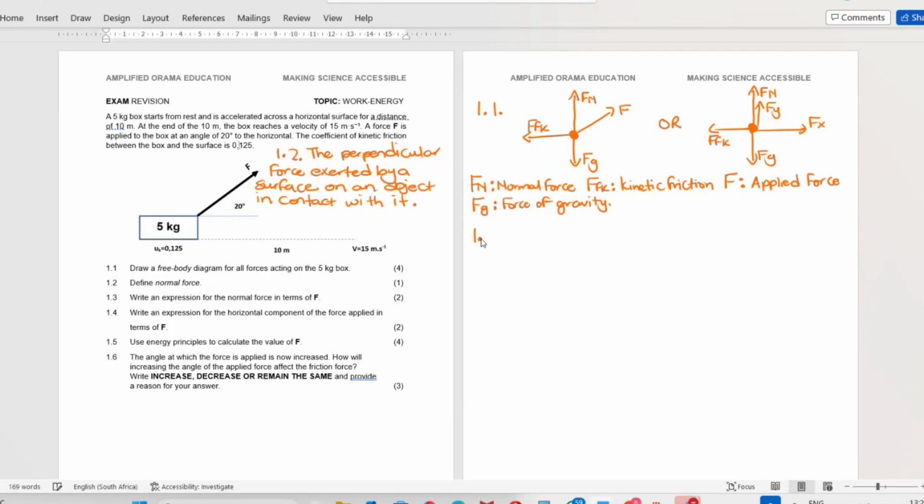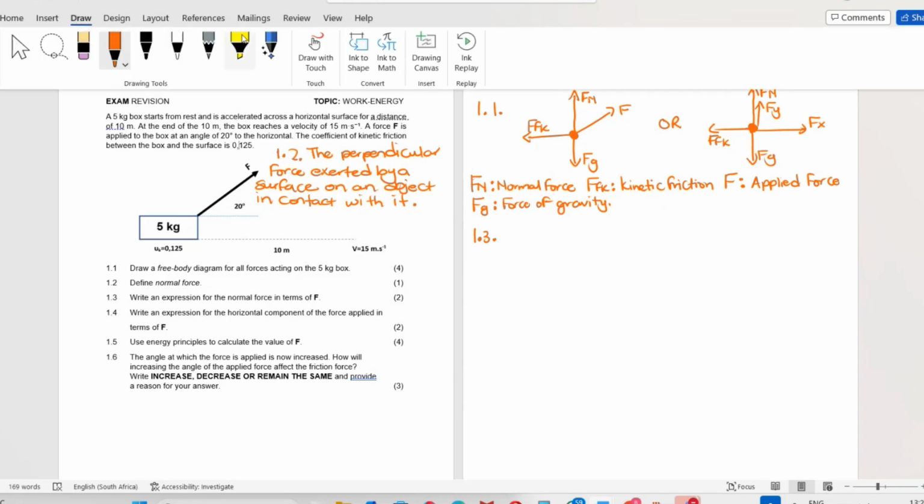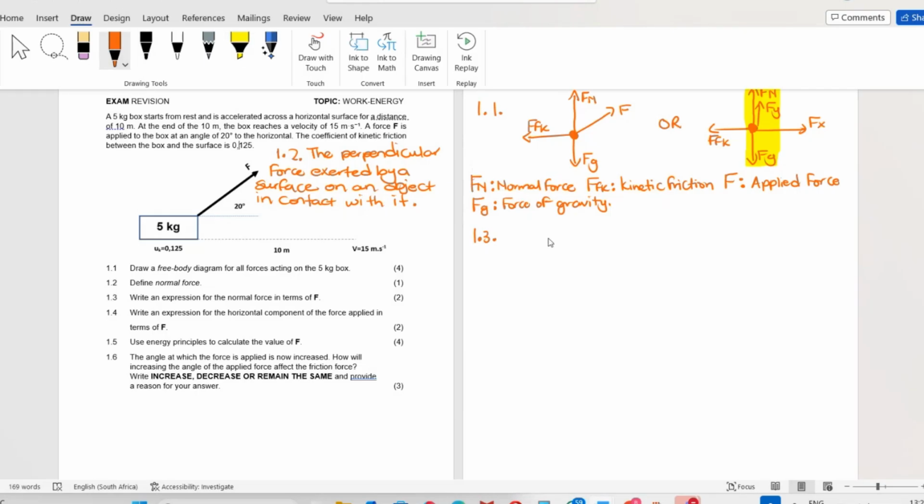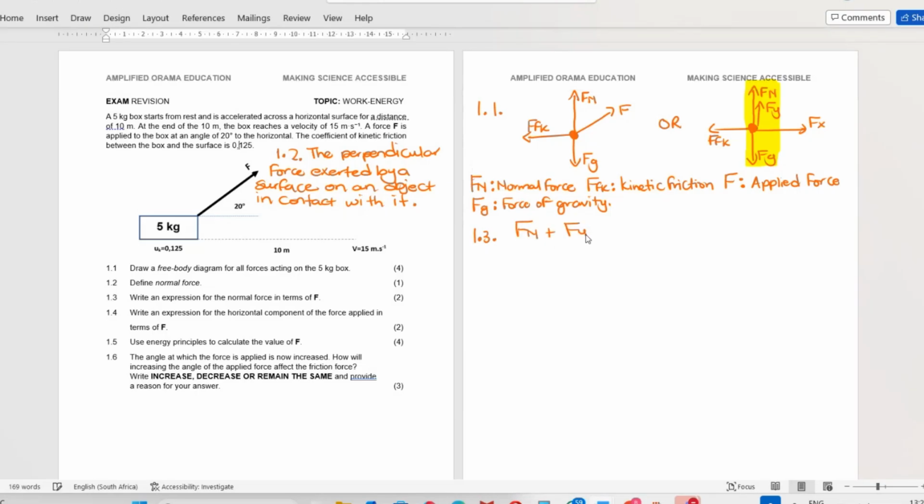Then 1.3 says we must write an expression for the normal force in terms of F. Now, in order for us to determine the normal force, we have to consider the fact that the force applied is acting at an angle, and that force is providing a lifting force, which causes the box to be slightly in less contact with the ground. And there's also an applied horizontal force called Fx, as shown in the free body diagram. So for the normal force, we can see that Fy and Fn are acting in the same direction. So we could say Fn plus Fy is equal to Fg, and then Fn is equal to Fg minus Fy.